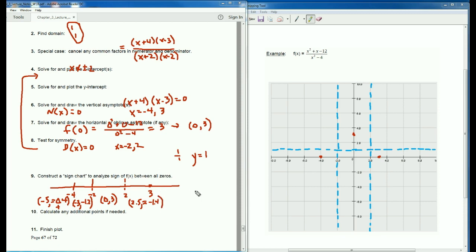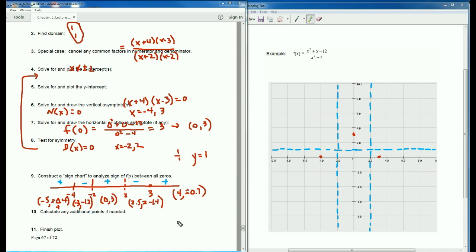And then in our last interval, just pick x equals 4. If you do that, you should get f of 4 is about 0.7. Okay. So to just summarize the signs there, in this interval, it's positive. In this interval, it's negative. Here it is positive. Here it is negative. Here it is positive.